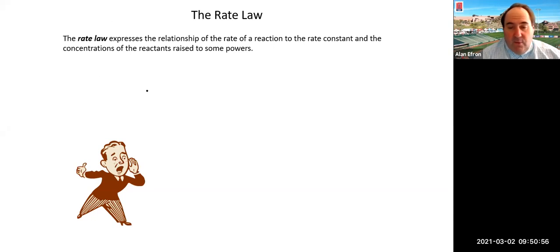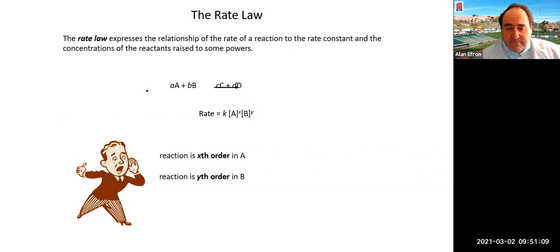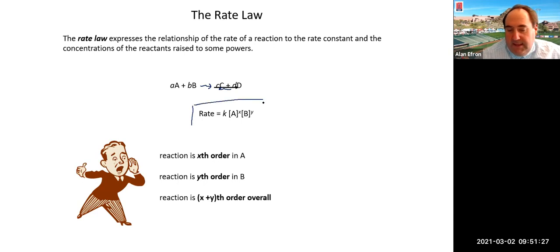This is the rate law. The rate law expresses the relationship of the rate of reaction to the concentrations of the reactants over a particular period of time. Again, all my arrows are off. They all got moved somehow. So we'll just move my arrow there. So if we have this equation, this is what the rate law looks like.